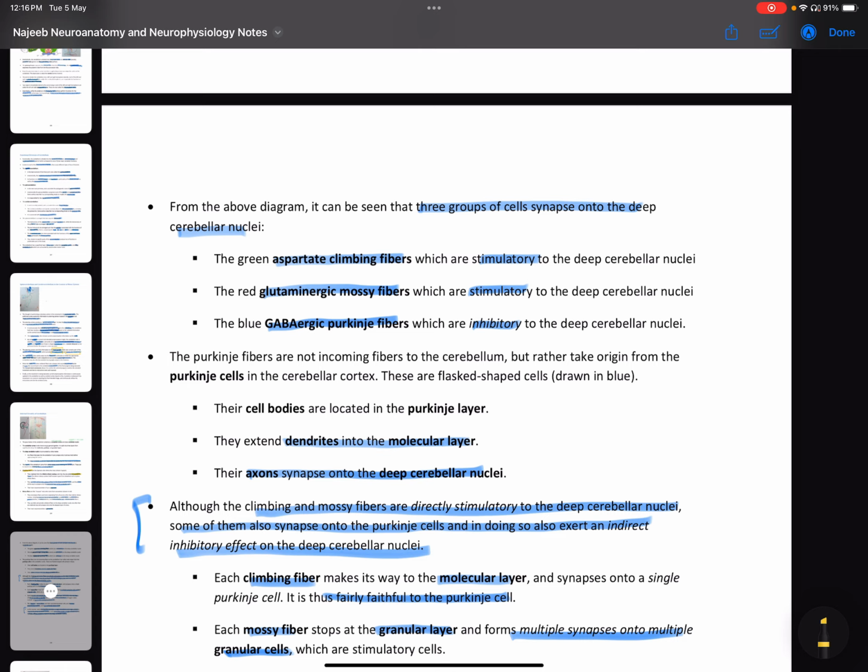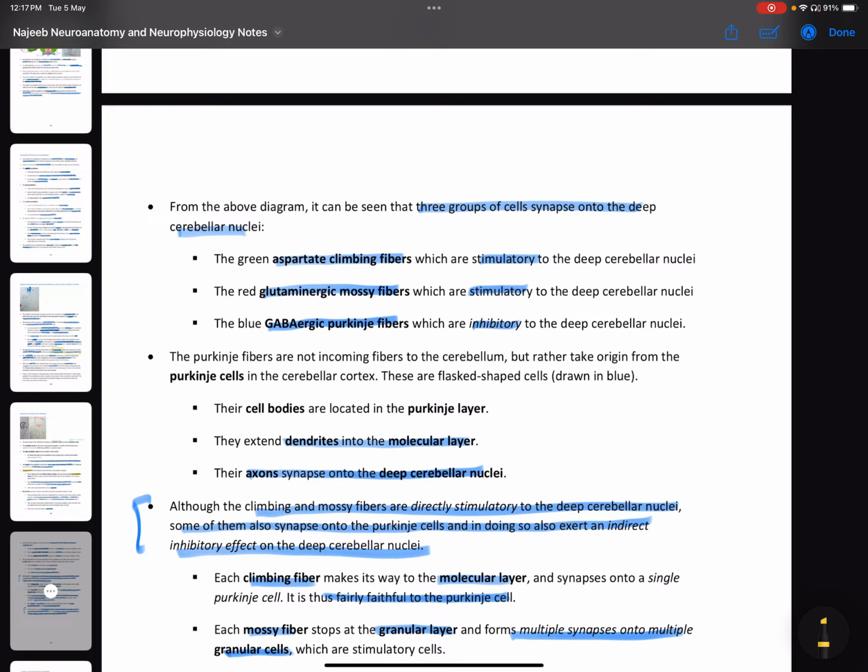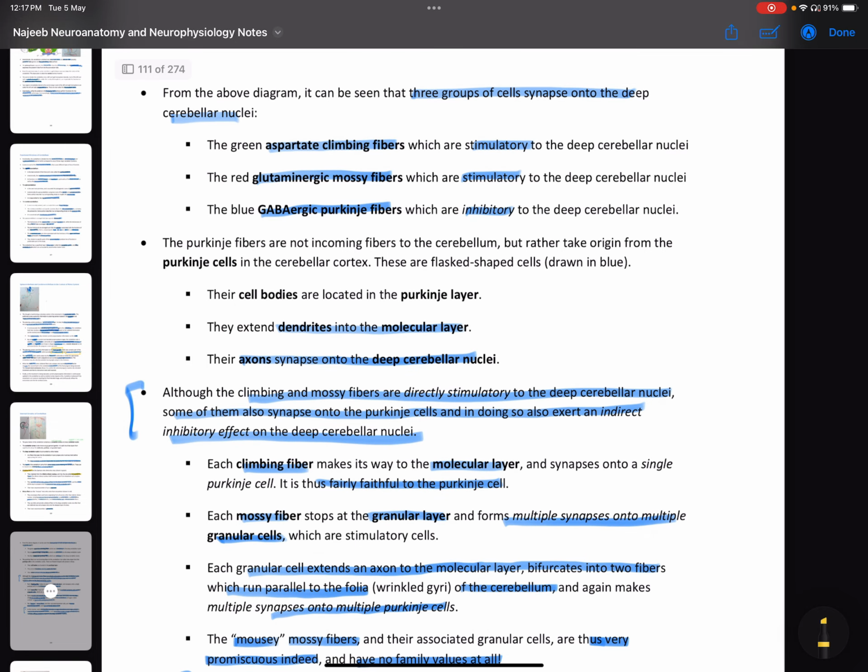These are flask-shaped cells. Their cell bodies are located in the Purkinje layer. They extend and rise into the molecular layer. They also synapse onto the deep cerebellar nuclei. So the fibers extend into the molecular layer, and also into the deep cerebellar nuclei. Although the climbing and mossy fibers directly stimulate the deep cerebellar nuclei, some of them also synapse onto the Purkinje cells and in doing so exert an indirect inhibitory effect.